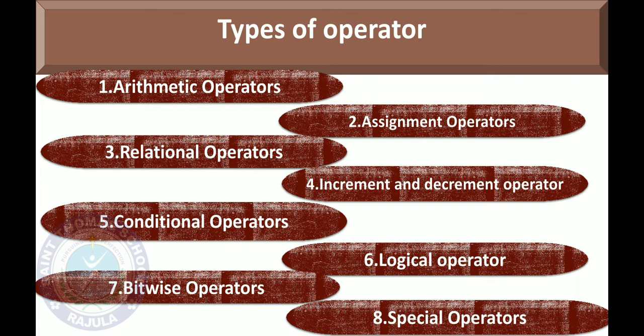Whatever we have discussed in this session, I hope you understood it well. We discussed the two user defined data types, that is typedef and enum. Then we discussed the derived data type, that is array. And then we discussed the 8 types of operators, the categories of operators, that we have seen over here. I hope you understood it well.